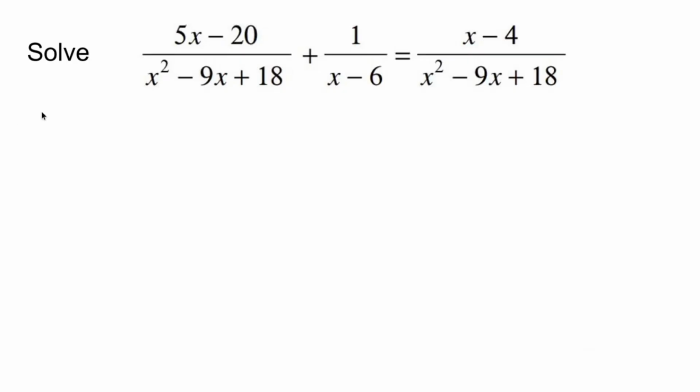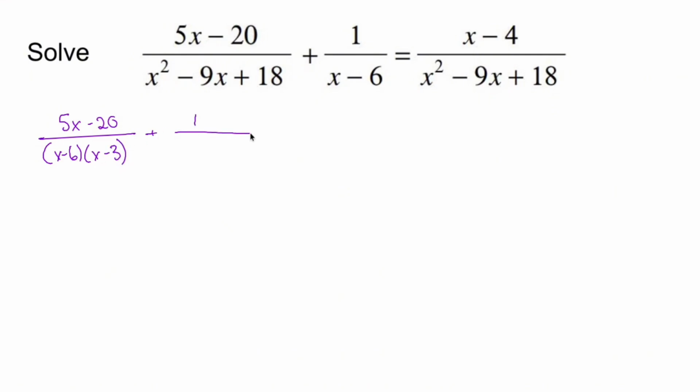Okay, you ready for probably the most brutal problem you can see in Algebra 1? Here we go. Okay, we have this fraction plus that fraction equals that fraction. What I need to do is factor the denominators as much as I can. So I'm going to leave this one the way it is, 5x minus 20 over, factor this out. When you factor this out, two numbers that add up to negative 9 but multiply out to 18 are going to be x minus 6 and x minus 3.